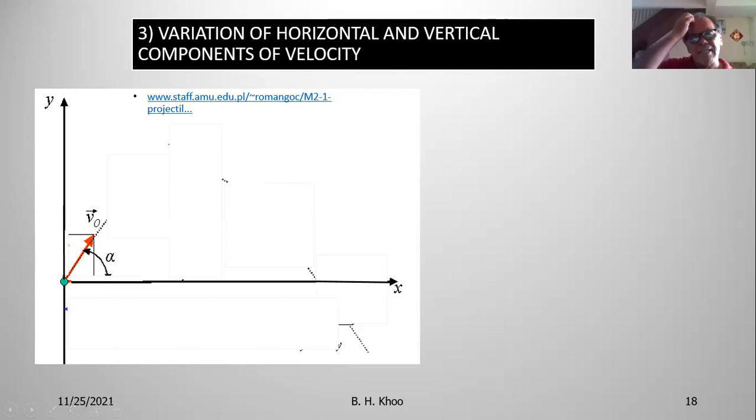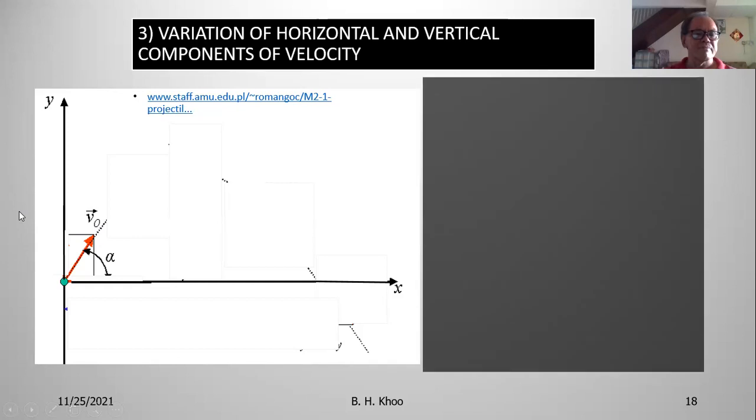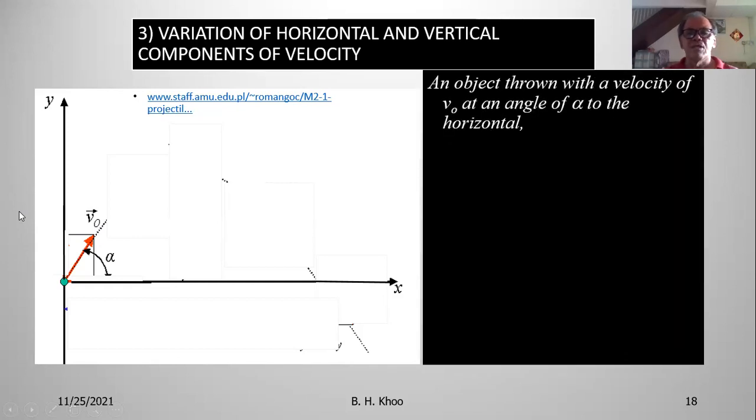Okay, let's make a start. The variation of horizontal and vertical component of velocity. That is our velocity of projection, V, or we call it V naught. An object is thrown with a velocity V naught, the initial velocity, at an angle of alpha. This is angle alpha to the horizontal.